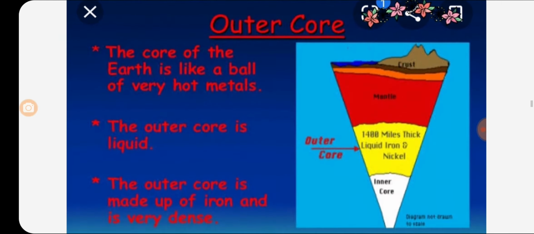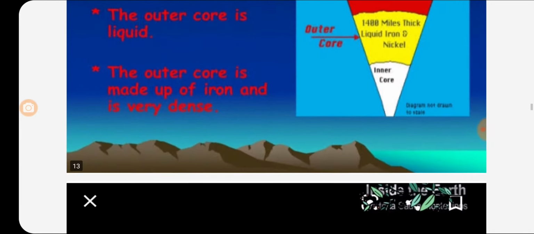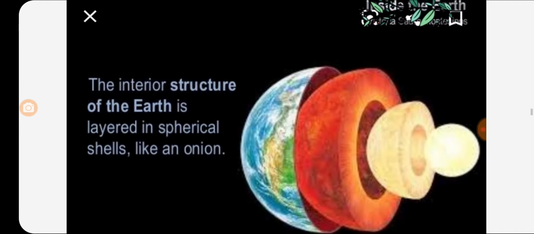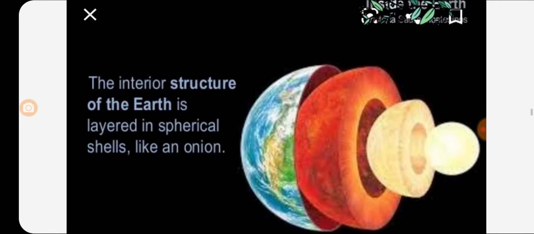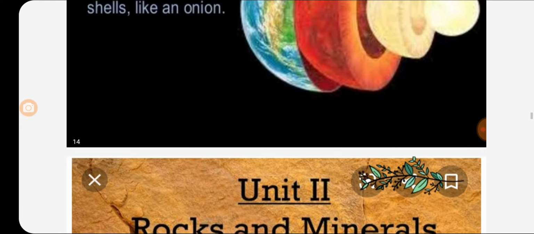This is one of the diagrams of the outer core. The core of the earth is just like a ball of very hot metals. The outer core is liquid. Yes, the outer core is liquid. The outer core is made up of iron and is very dense. See students, the interior structure of the earth is layered in spherical shells, just like an onion.